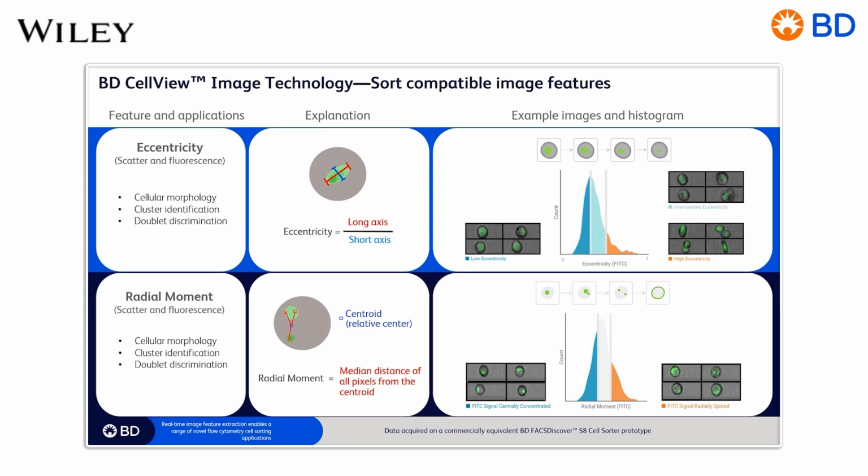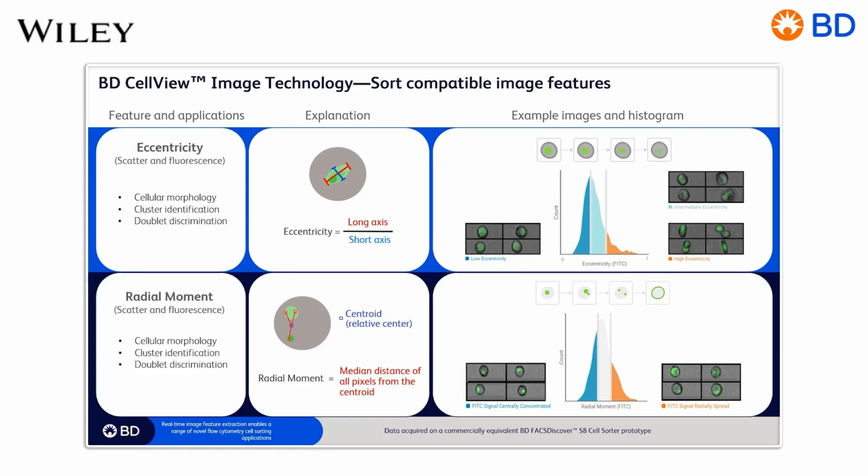So in the little schematic there, we have 2 green dots, and the relative center of those dots is halfway between the 2 dots. And so then what it would do is measure each pixel that has a green signal in it and how far that is from the centroid. So essentially, it gives you this idea of spreading.